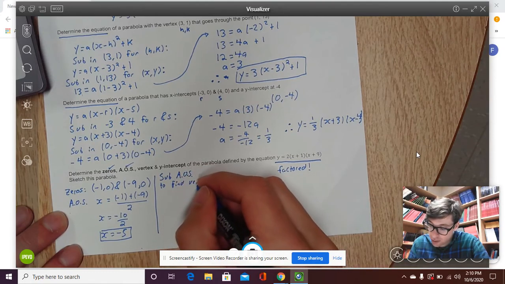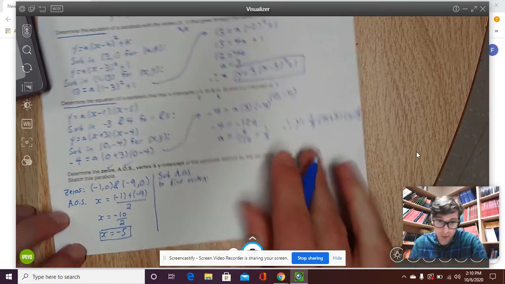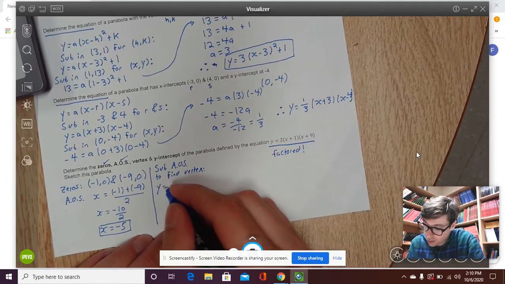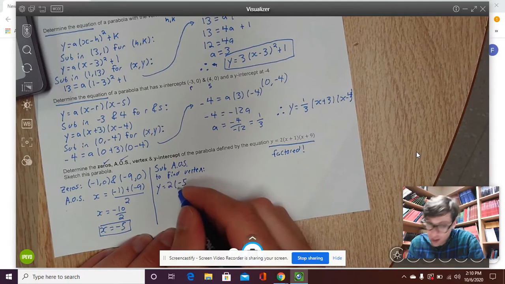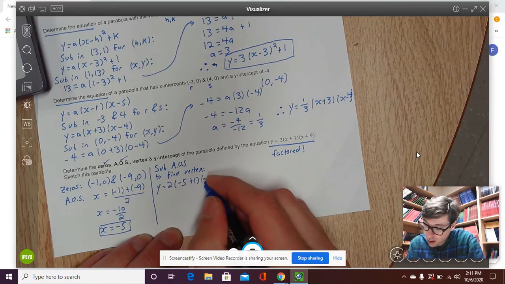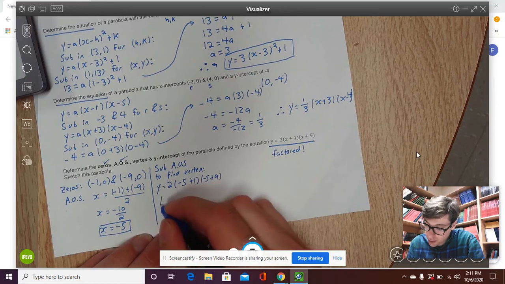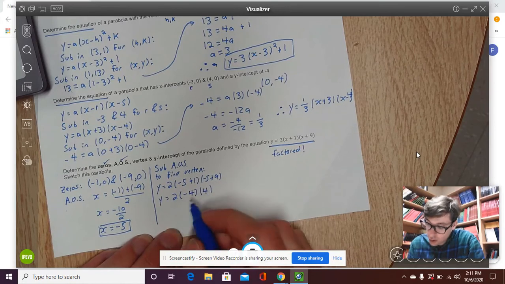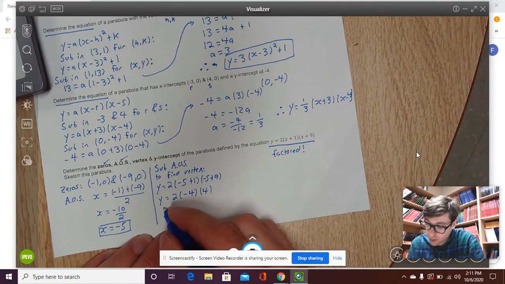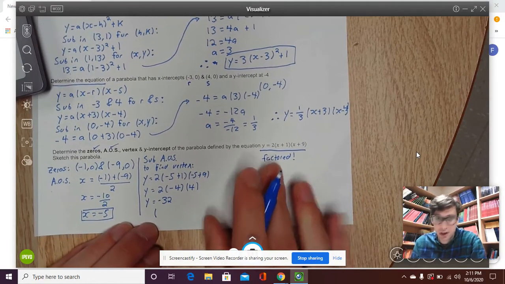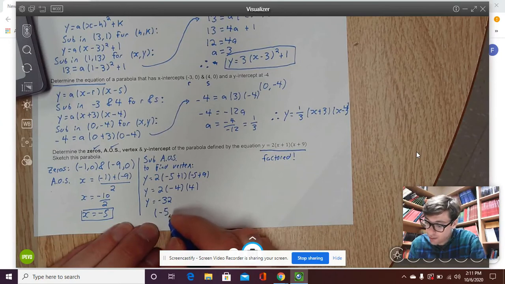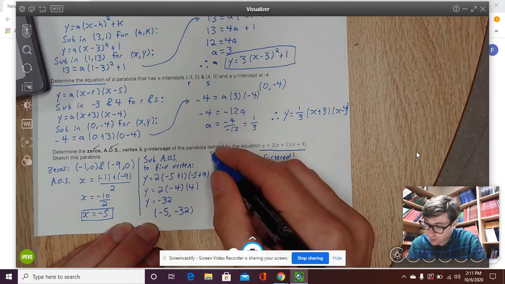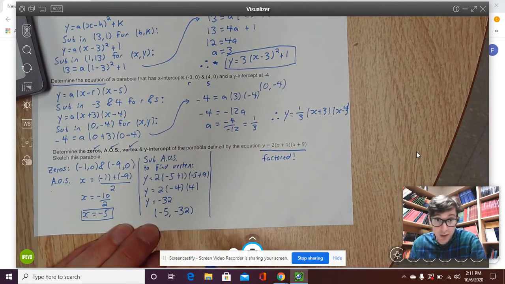to find the vertex. So what I'm going to do is sub in what we know is the x coordinate of the vertex back into our equation that was given to us in the problem. So negative 5 will replace x, and then I just need to follow BEDMAS to solve this equation for y. 2 times negative 4 is negative 8, times 4 is negative 32. I'm just multiplying three numbers. So now I know the coordinates of my vertex. It's negative 5, negative 32. So we have the vertex now.